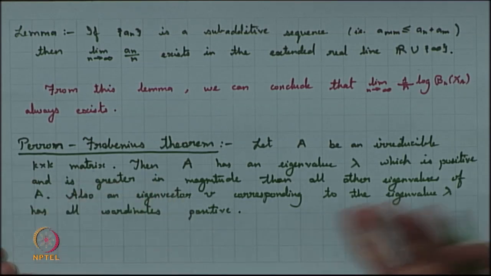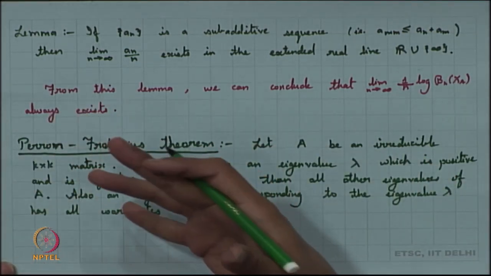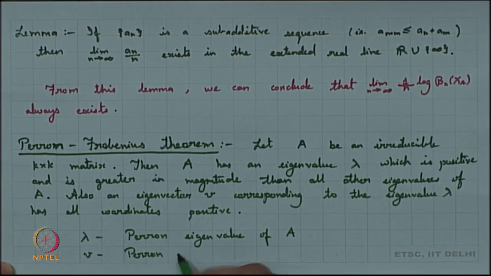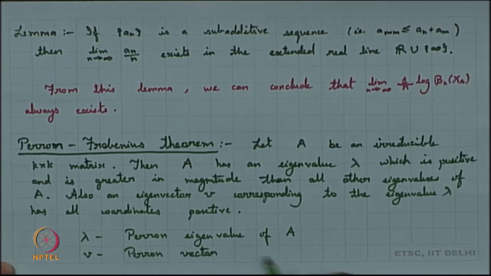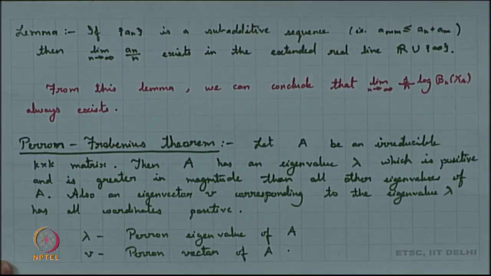That means v, because A is a K cross K matrix, belongs to R K, and you can think of all these v i's to be strictly positive. So v is v 1, v 2, up to v k, where each v i is strictly positive. Such a lambda is called the Perron eigenvalue of A, and such a v is called a Perron vector of A. So Perron eigenvalue and Perron vector are concepts defined for an irreducible matrix A.